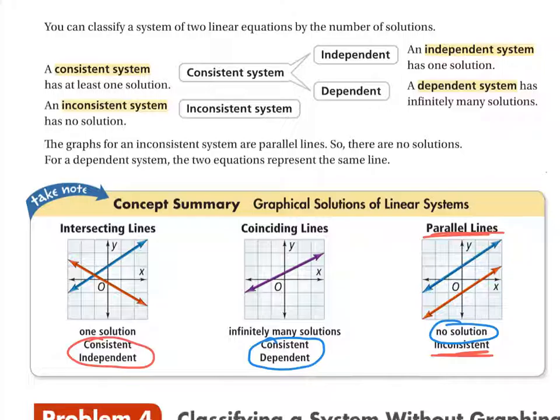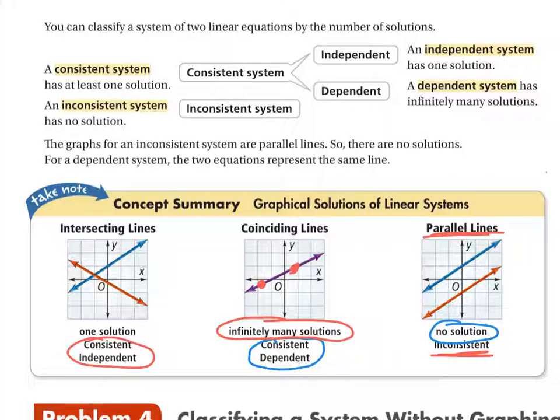In which case, there are infinitely many solutions. Okay? There's infinitely many solutions because a point here is going to be a solution for both equations. A point here is going to be a solution for both equations. Why? Because they're the same equation. So they're just right on top of each other. They are the same line. Yep, they are the exact same line. And so every point on that line is a solution for both equations because it's the same line.